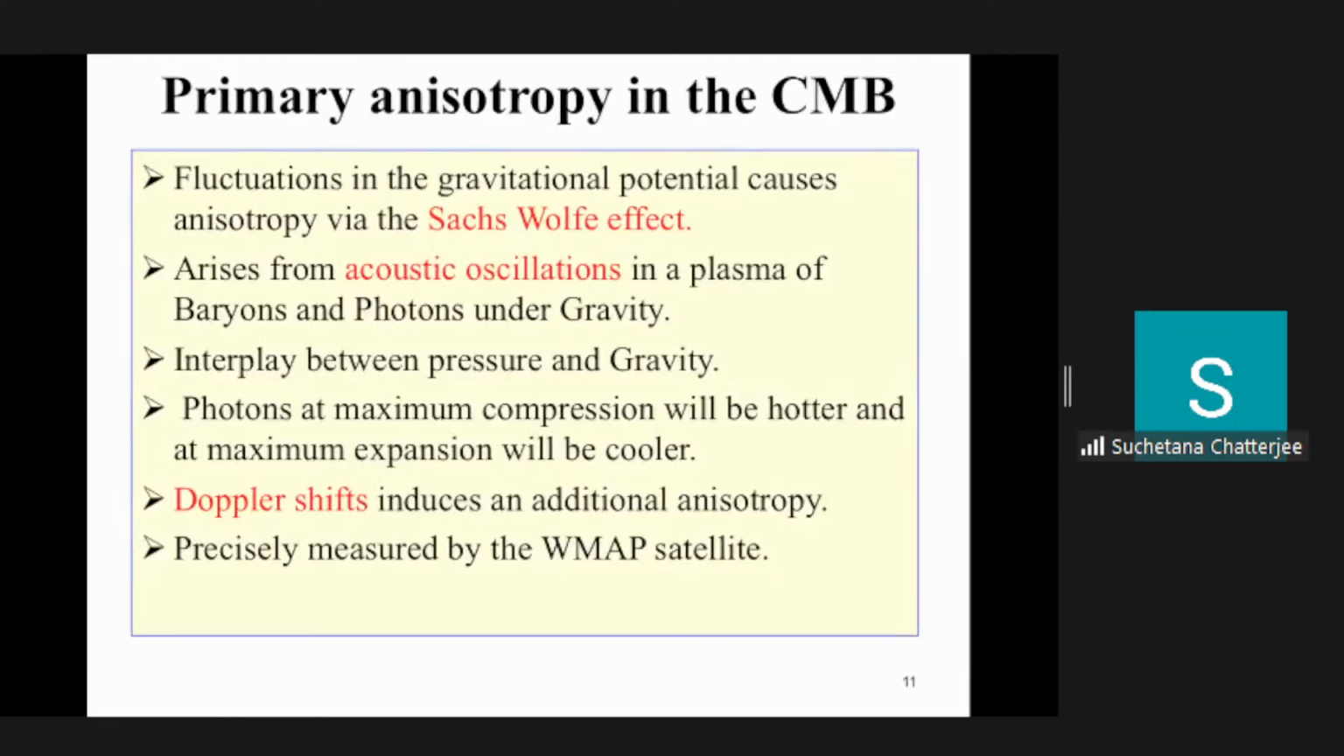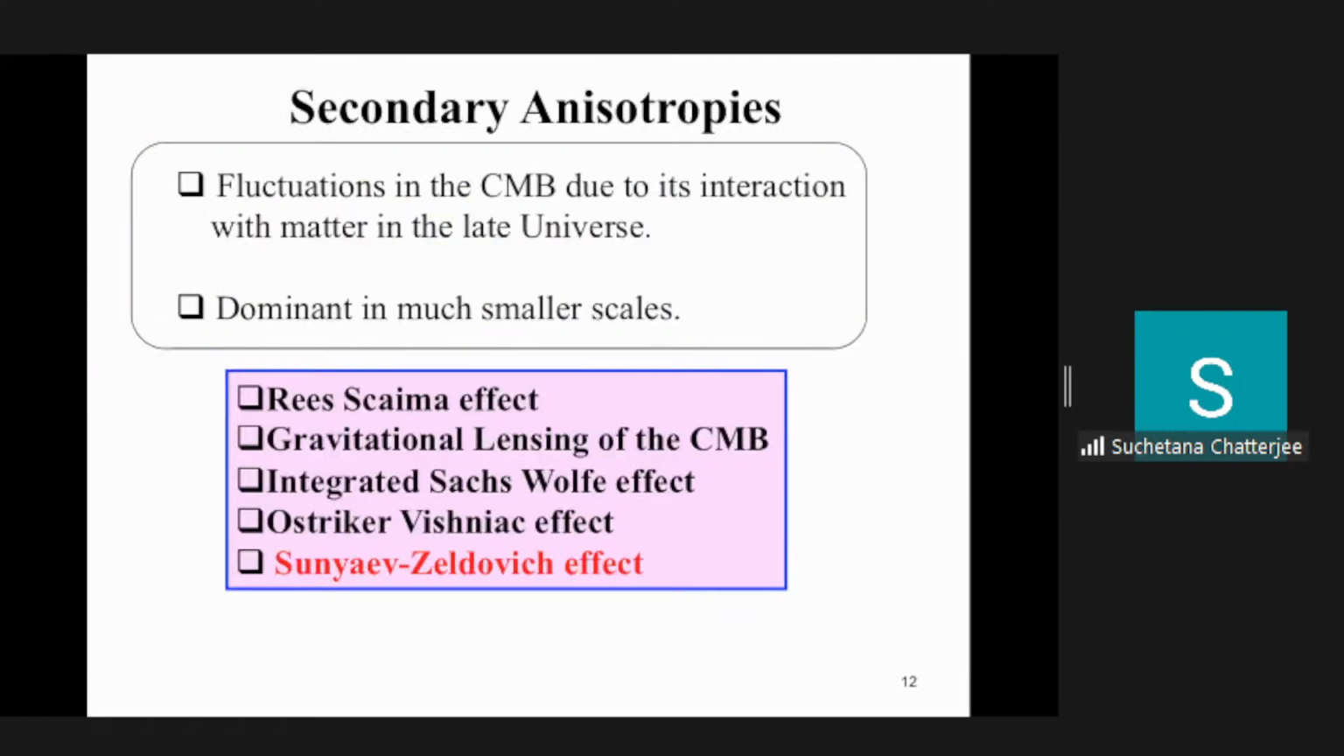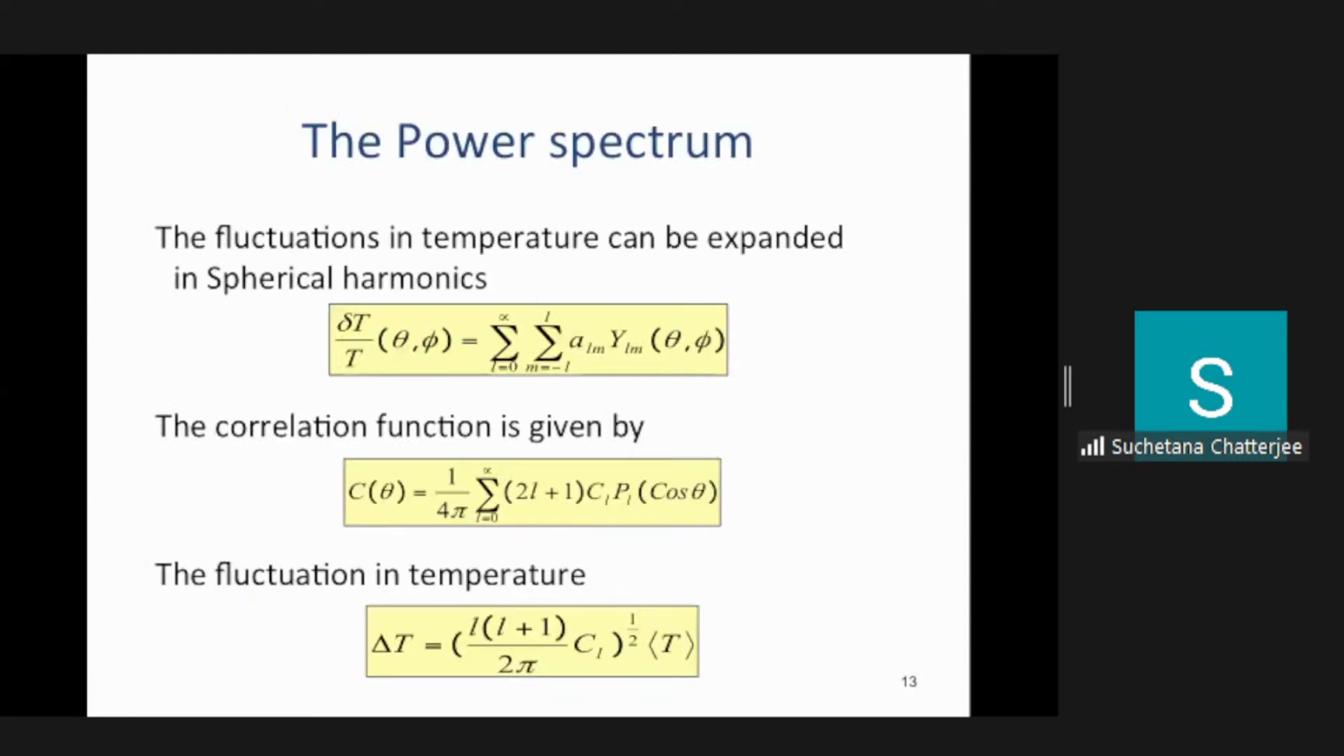But before that, let me explain the secondary anisotropies. These are the fluctuations in the temperature that occur due to its interaction with matter in the late universe, because when structures are forming, they are dominant on much smaller scales. It will be clear what I mean by that. This is the list of the secondary effects that we see in the microwave background. I have particularly marked in red the Sunyaev-Zel'dovich effect, on which I work. If I get time, I'll briefly describe it. But there are a number of effects creating these secondary fluctuations in the anisotropy.